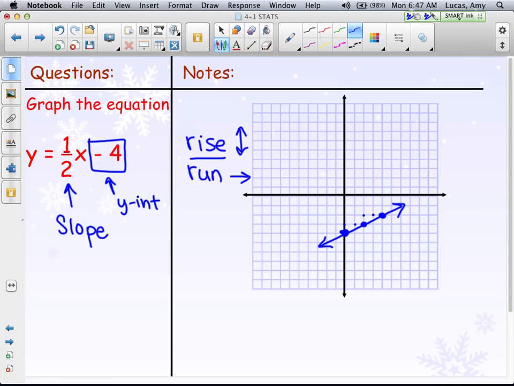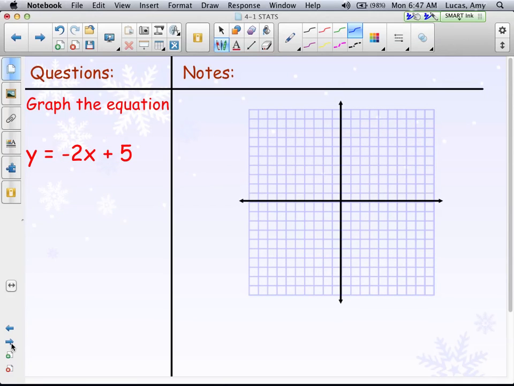Remember that a line goes on forever in both directions. So you should have arrows on both ends of your line. It's not a segment and it's not a ray. So put arrows on both ends. So again, graph the intercept first, the y-intercept first, then use your slope to get 2 more points on your line. Next one.